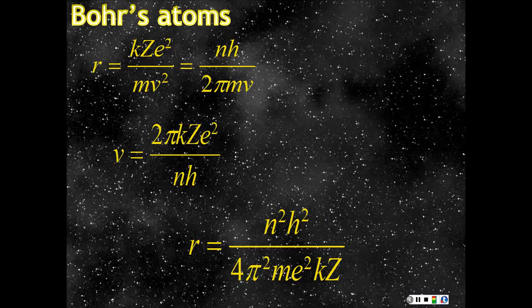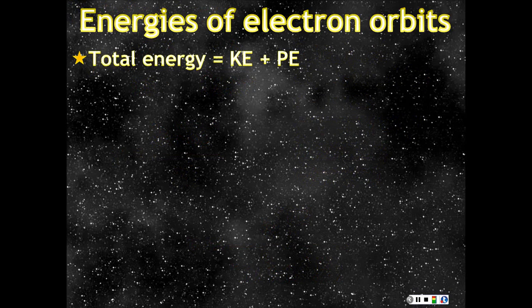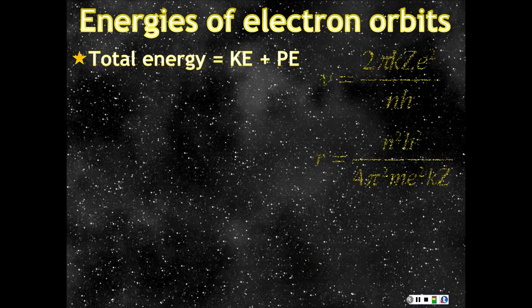So here I have V, and then I've taken this and plugged it back into this equation to get the value of R as a function of the atomic number and the mass of the electron. This basically says that you can only have the electron at certain distances from the nucleus. And that is the Bohr atom. And now we can work that out in terms of the energies that those electrons can have.